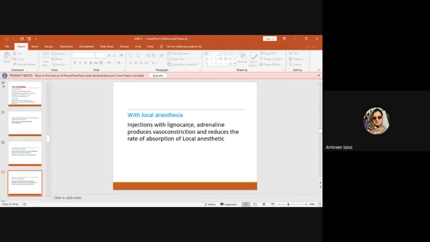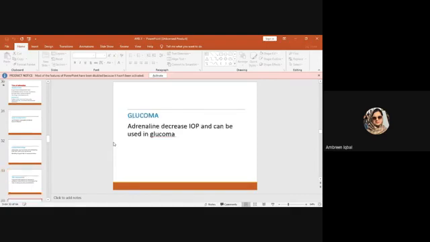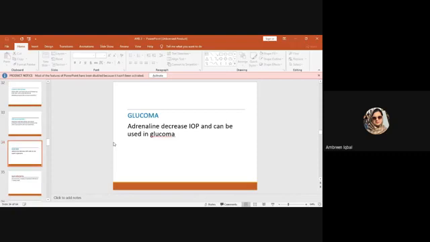Injections with lignocaine: adrenaline produces vasoconstriction and reduces the rate of absorption of the local anesthetic, and thus prolongs the duration of action of the local anesthetic. Glaucoma. Glaucoma is increased intraocular pressure. Adrenaline has a tendency to decrease intraocular pressure, so it is considered helpful in the patient with glaucoma.